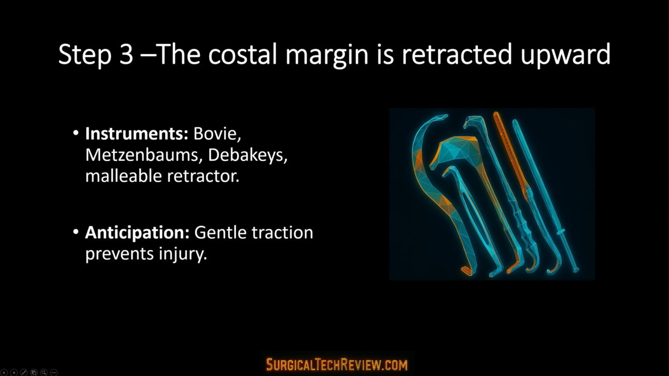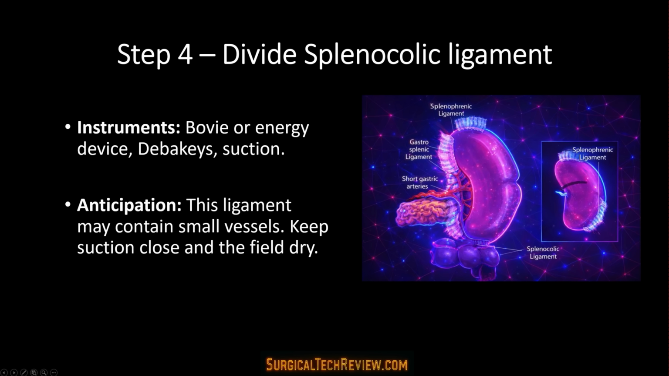Step 3. The costal margin is retracted upward. Instruments: Bovie, Metzenbaum's, DeBakey's, malleable retractor. Anticipate gentle traction to prevent injury. Step 4. Divide the splenocolic ligament. You'll use a Bovie or energy device, DeBakey's, and suction. This ligament may contain small vessels. Keep suction close and the field dry.